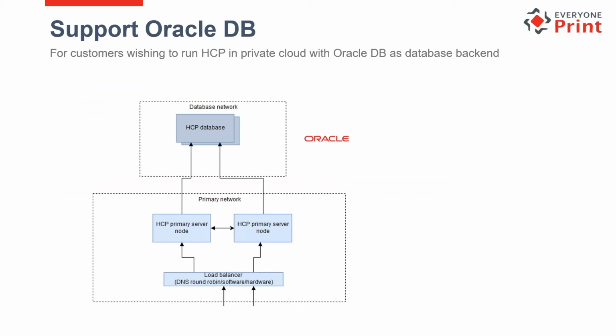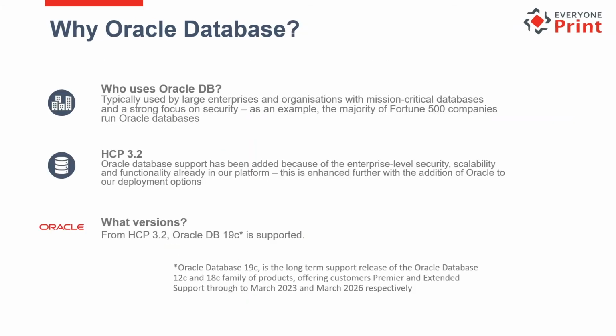So this is generally for customers running in a private cloud, and the Oracle database as a database backend is really straightforward. Again, very relevant for large enterprises and organizations with those kind of mission critical databases. From version 3.2 of HCP and onwards, we now support Oracle database version 19C, which is the base standard now for Oracle database, and it supports some of the older families.